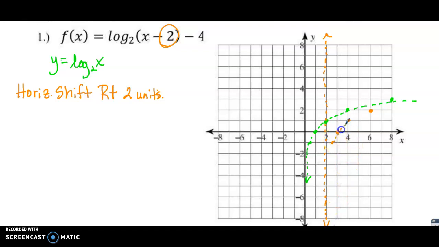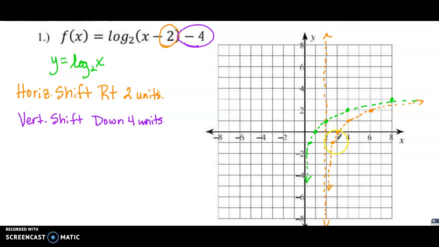So when I draw this in, I'll draw it in as a dashed line because it's not part of my answer. It's just one step or one shift in that direction, in this case, the horizontal direction. And now we're going to go with our -4. Our -4 gives us a vertical shift. We follow our sign, so we know we're going to be going down 4 units.